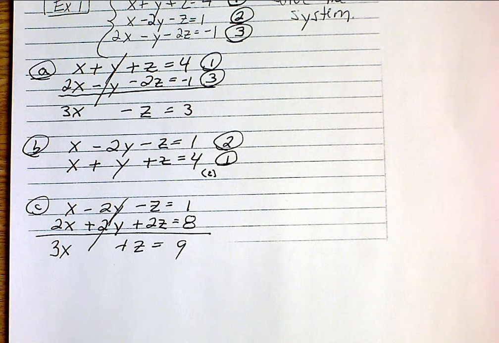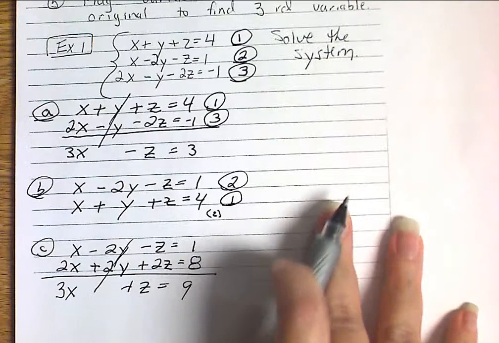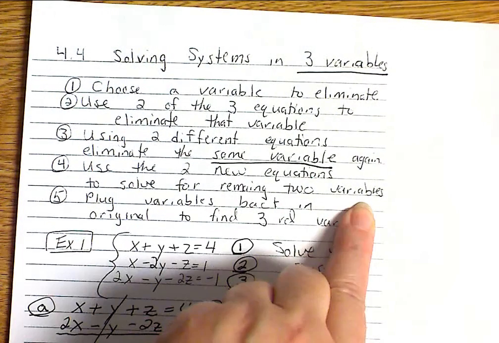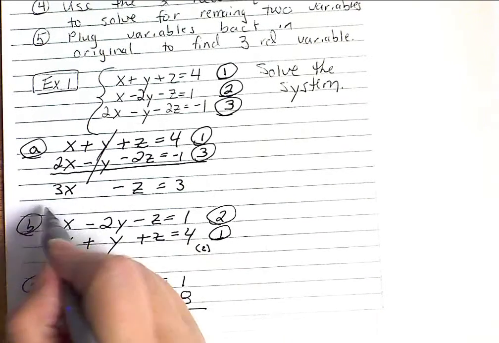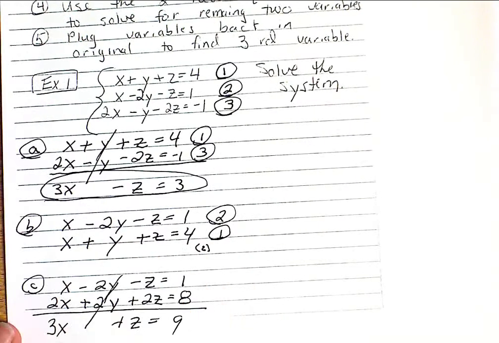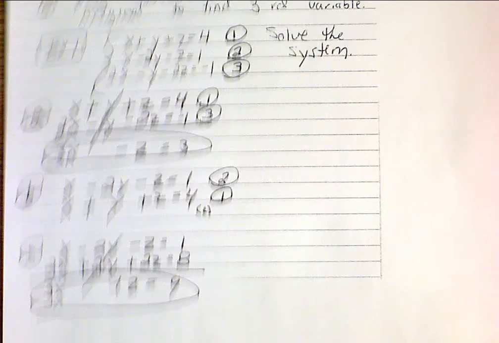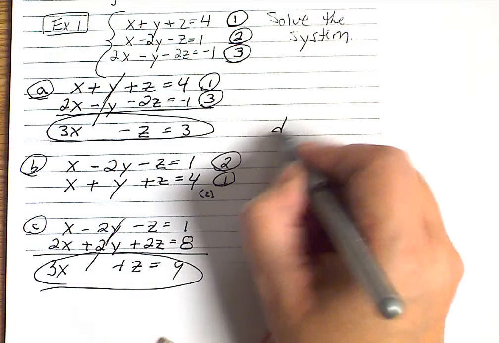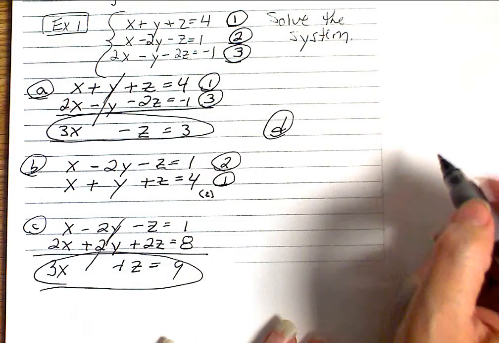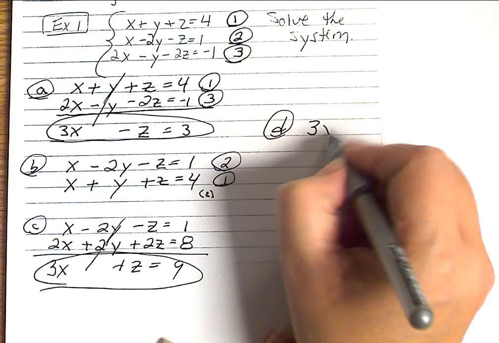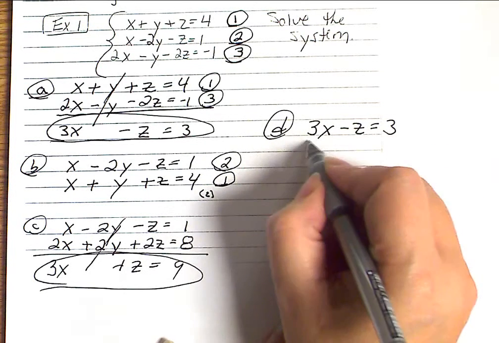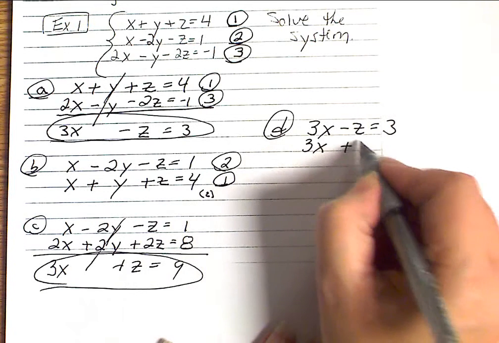All right. We are at the next one. It says, use the two new equations to solve for the remaining two variables. These are my new equations, so I'm going to bring them over here so we can use them. This is going to be where our D is to help you guys out when you look at it later. So we have 3x minus z is equal to 3, and 3x plus z is equal to 9.